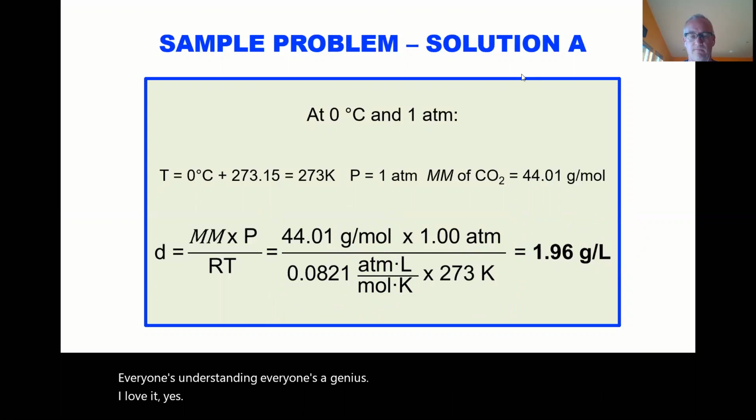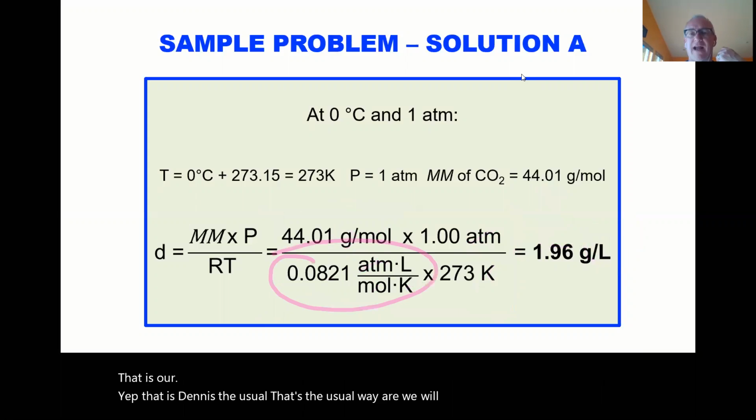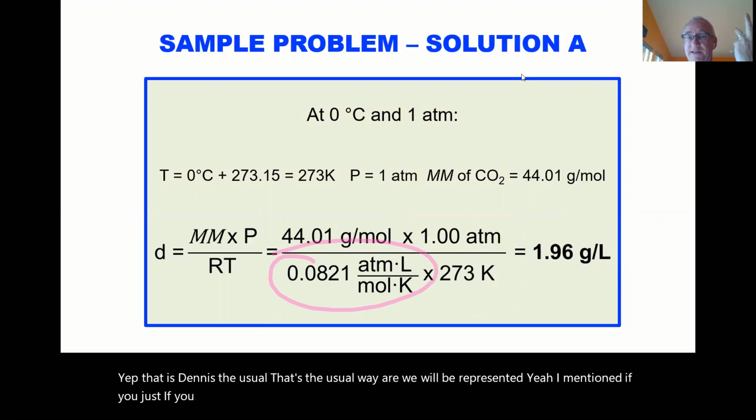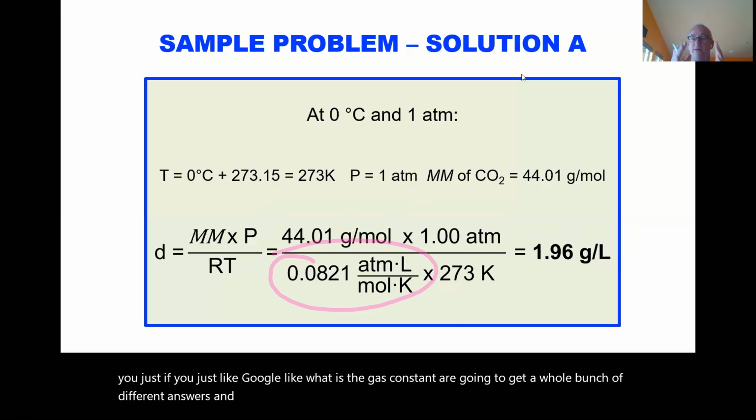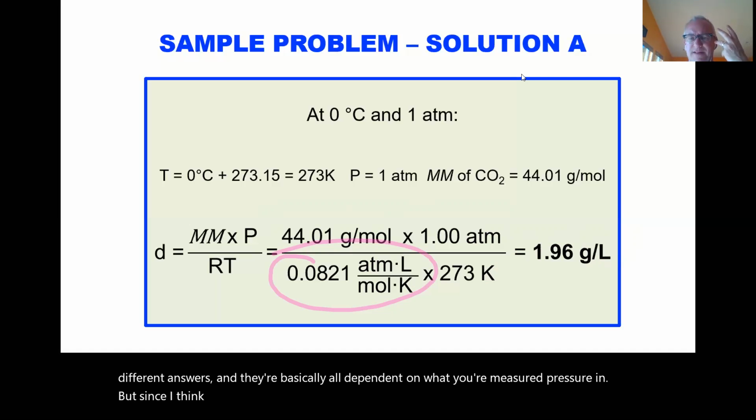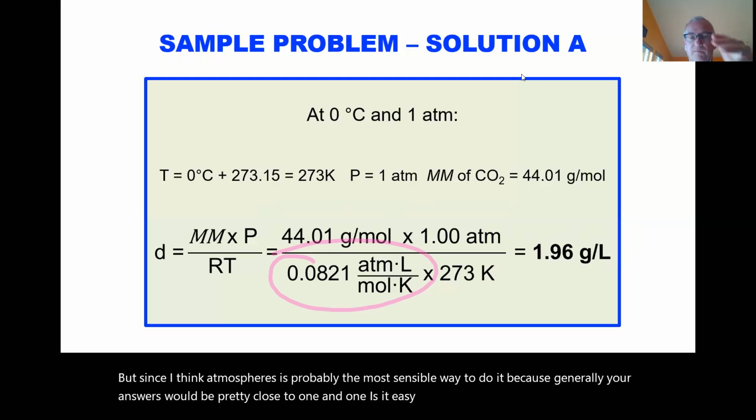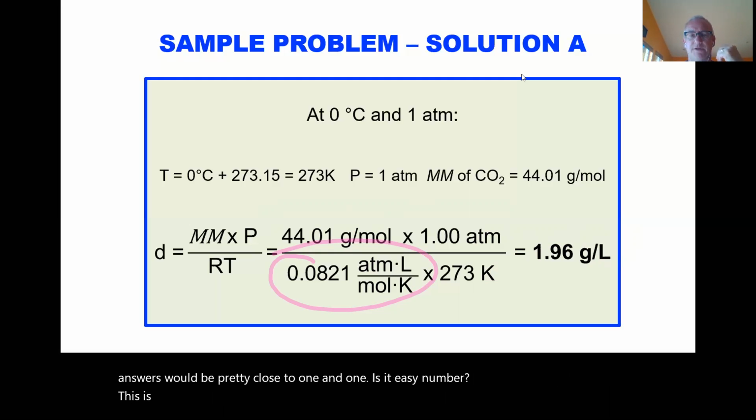The 0.0821, that is replacing R, correct? That is R. Yeah, that's the usual way R will be represented. I mentioned if you Google what is the gas constant R, you're going to get a whole bunch of different answers, and they're basically all dependent on what your measured pressure is. But I think atmospheres is probably the most sensible way to do it, because generally your answer is going to be pretty close to 1, and 1's an easy number. This is the R we're going to use.